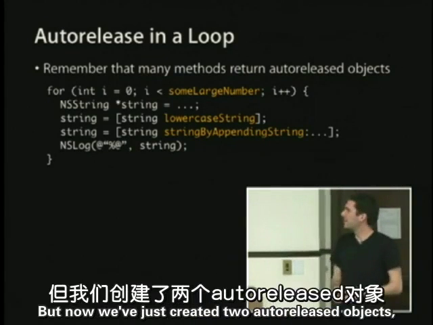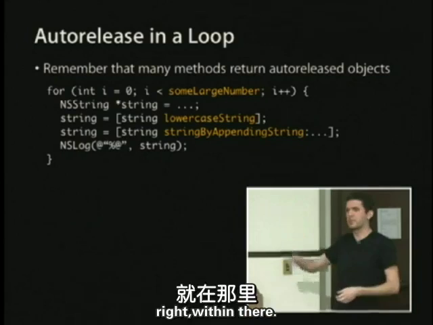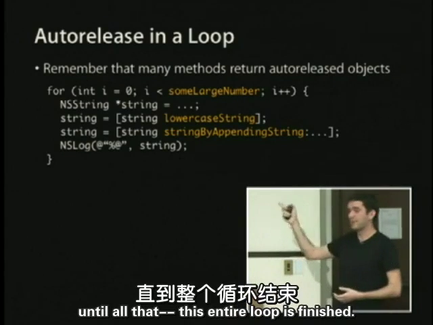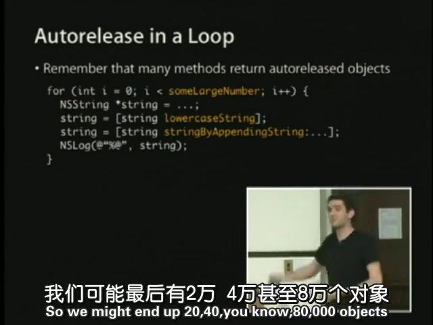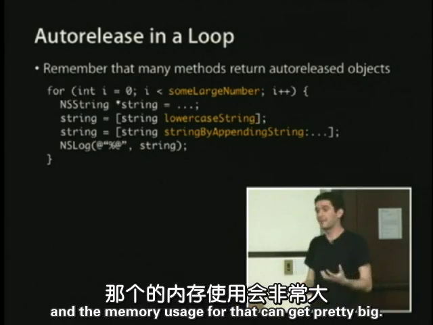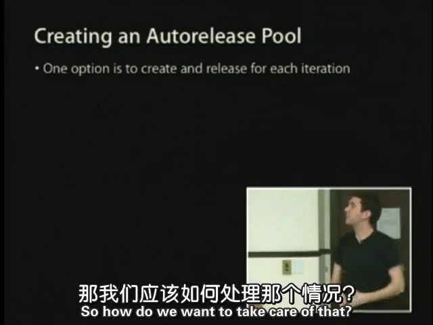That's fine. But now we've just created two auto-released objects right within there, and the memory for those isn't going to go away until this entire loop is finished. So we might end up with 20, 40, 80,000 objects if we're doing this a large number of times. And the memory usage for that can get pretty big. So how do we want to take care of that?